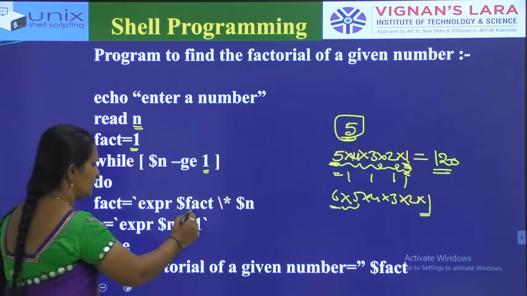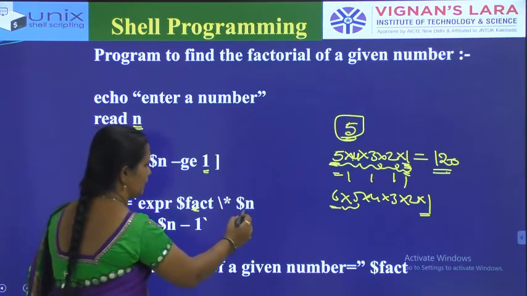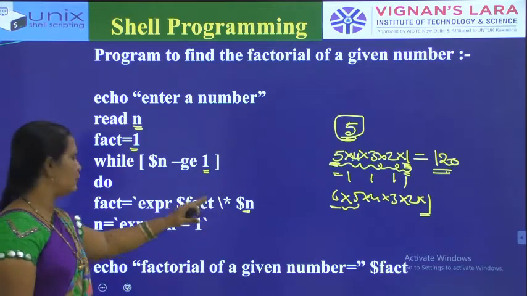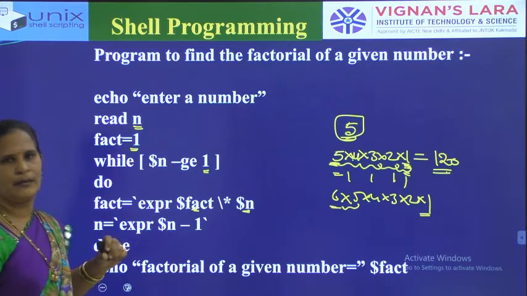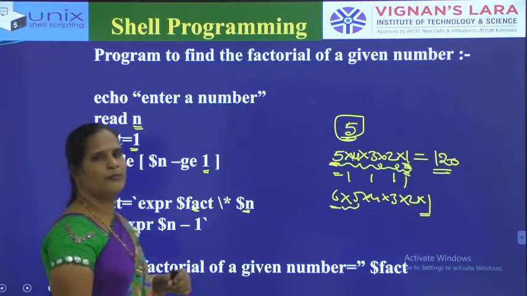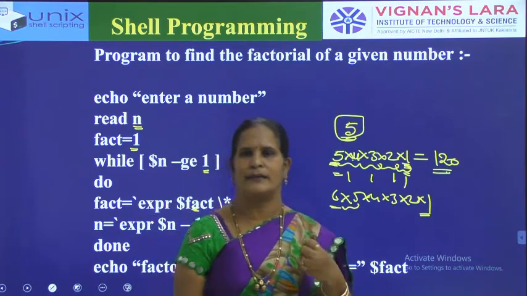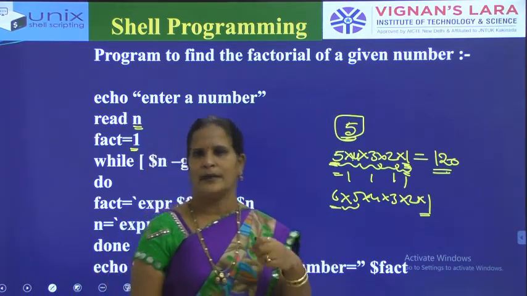Here 1 is stored in a variable fact and 5 is stored in a variable n. So 1 into 5 is equal to 5. This 5 is already stored in the fact variable. EXPR is used to perform arithmetic calculations. We already covered the syntax of the EXPR command in the third unit.